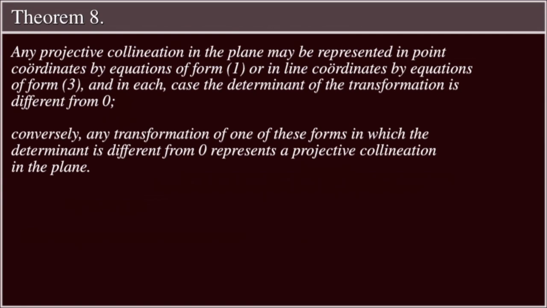Any projective collineation in the plane may be represented in point coordinates by equations of the form 1 or in line coordinates by the equations of form 3, and in each case the determinant of the transformation is different from 0. Conversely, any transformation of one of these forms in which the determinant is different from 0 represents a projective collineation in the plane.